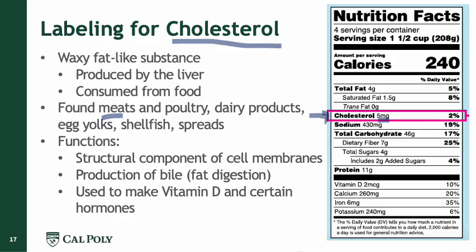So cholesterol is very important for our body functions. It's a component of cell membranes. Also helps in the production of bile, which helps with fat digestion, and that's very, very important. And it's also used to make vitamin D and certain hormones, so it's very important. As I mentioned before, we produce it in our body, but it's also present in many foods from animal origin.